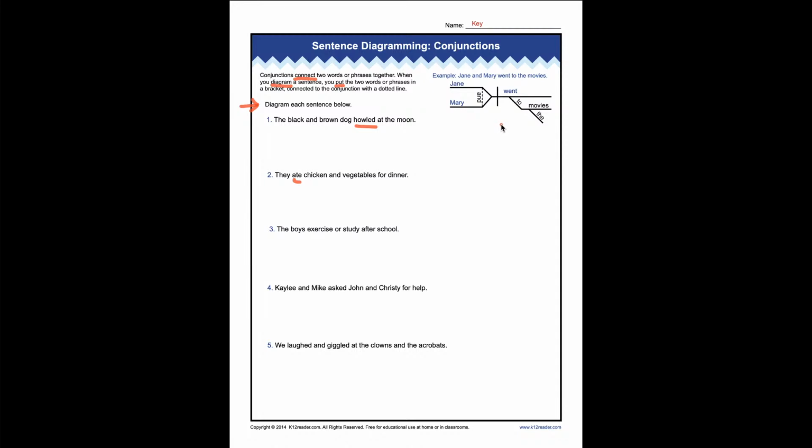I think the diagram is telling you what to do. Yep, all right. What about this one? Example. Yep, all right. Number 3.